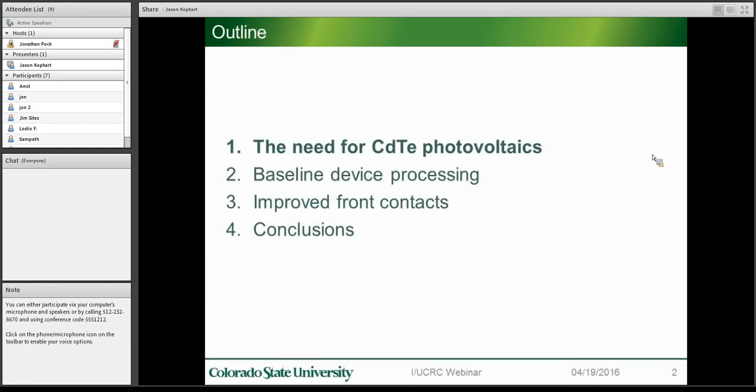I'm going to begin today's talk by discussing the need for cadmium telluride thin film photovoltaics. After that, I'd like to discuss how we make our baseline process devices in the lab, and then discuss some modifications I've made to that process to improve the efficiency. And I'll finish up with a few conclusions.